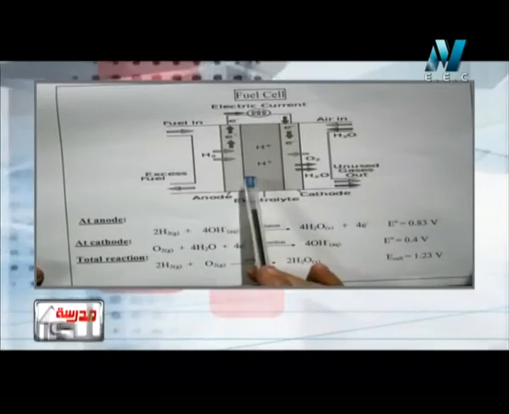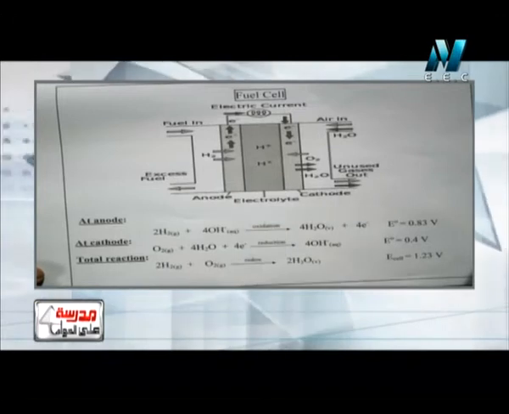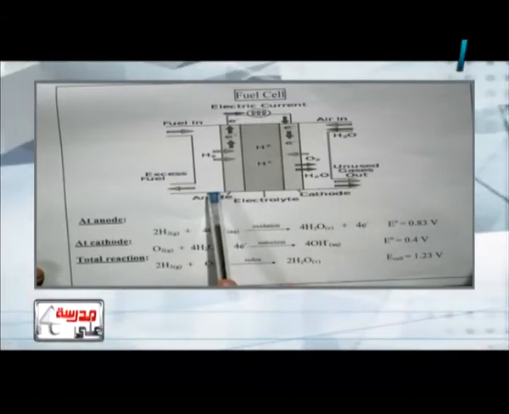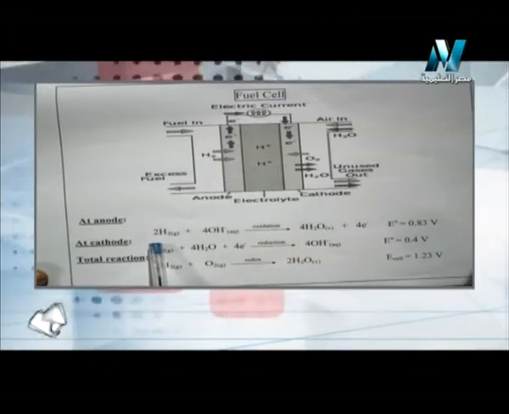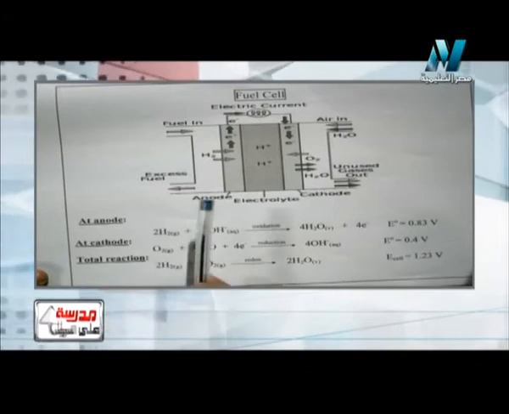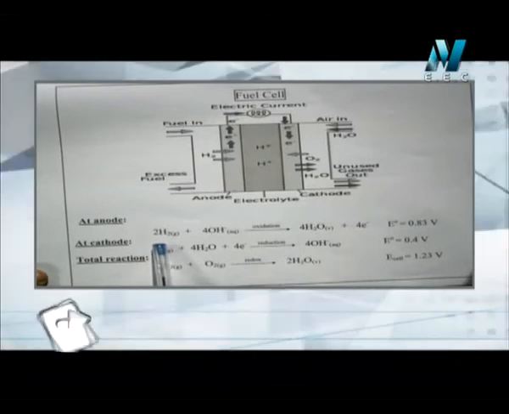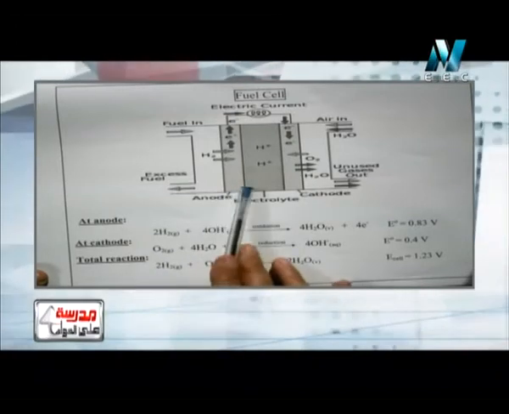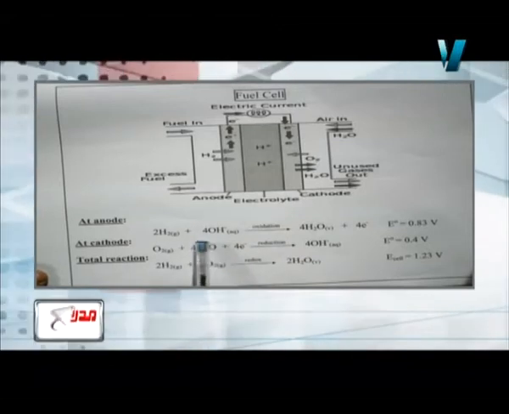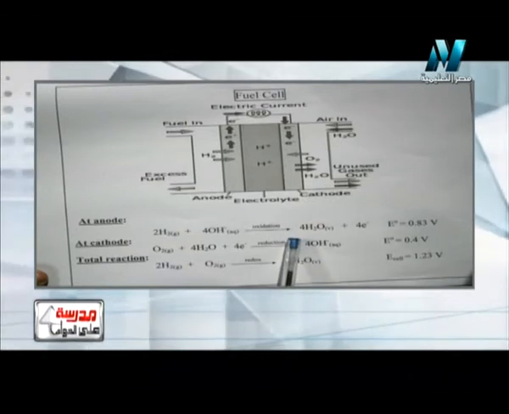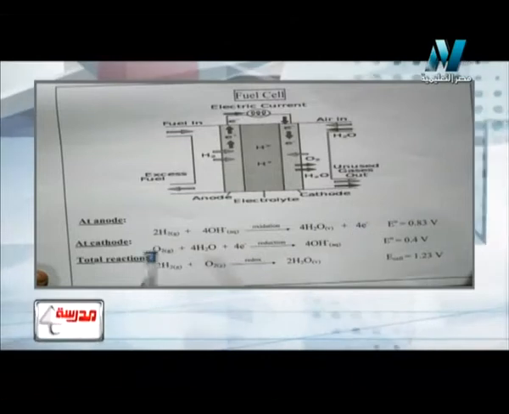Okay, let's see the equation which occurs at the anode and at the cathode. Hydrogen at the anode loses 2 electrons; we take 2 hydrogen molecules in gas form, and they are oxidized to hydrogen positive ions, which pass from the separator to the electrolyte, combine with 4 OH negative ions to form 4 molecules of water, giving 4 hydrogen ions due to the oxidation of hydrogen gas.